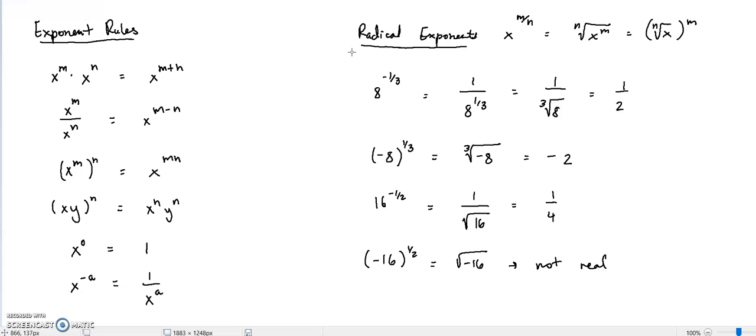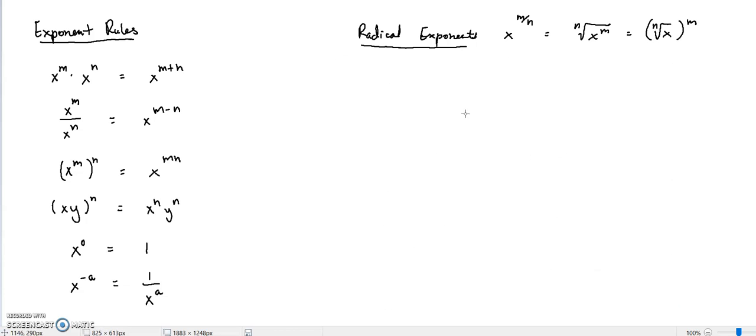All right, let's try some more. So now let's try some operations. So let's do x to the 2/3 times x to the 1/3. All right, so when we multiply two things with the same base, that's this first rule over here, we're going to add the exponents. So we'd have 2/3 plus 1/3. They already have a common denominator, so I can just add them together. That would be 3/3, which is the same as 1.